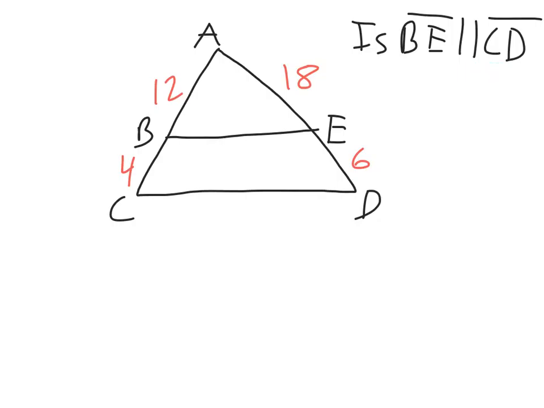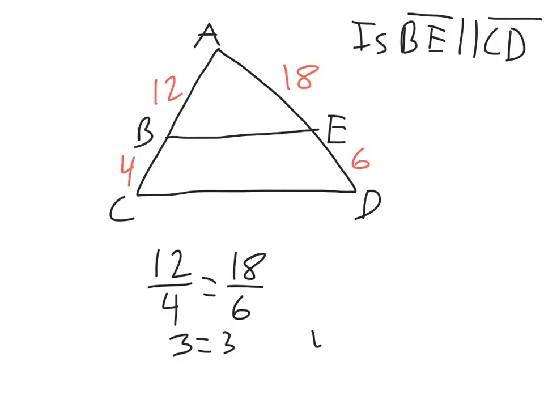If these are parallel, then these sides will be proportional. So we set it up: 12 over 4 equals 18 over 6. And then reduce. If they reduce out, then we know that they're proportional. So that gives us 12 over 4 is 3, 18 over 6 is 3. So yes, they are proportional, and the lines are indeed parallel.